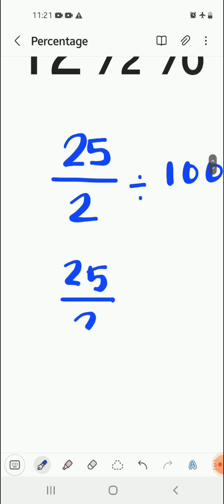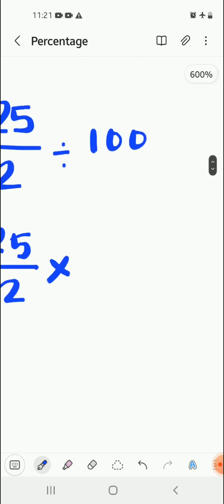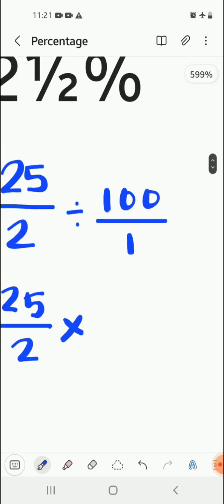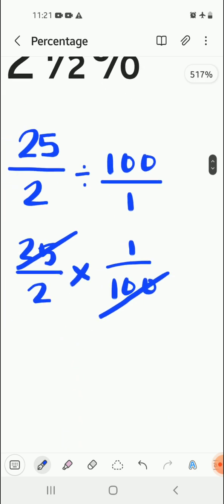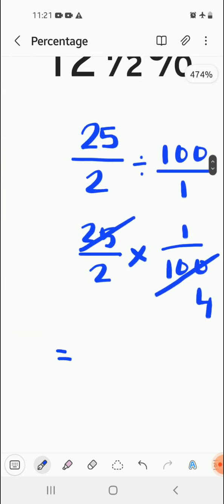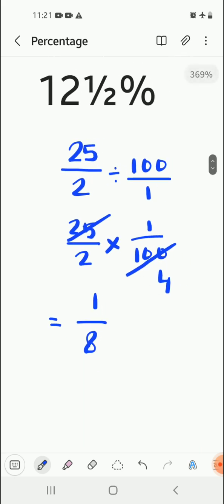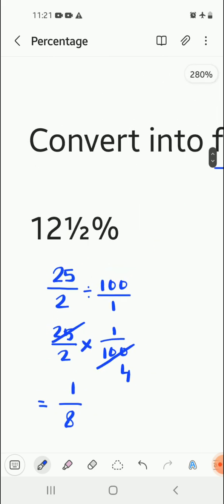25 by 2, anything divided by 100, so make a reciprocal of it. Over here 100 actually means 100 by 1, so it would become 1 by 100. Now simply cancel it out. We get 25 and we divide 100 by 25, we get 4. So 4 into 2, 1 by 8. So 1 by 8 is the answer in the lowest term. It cannot be cancelled or reduced anymore.